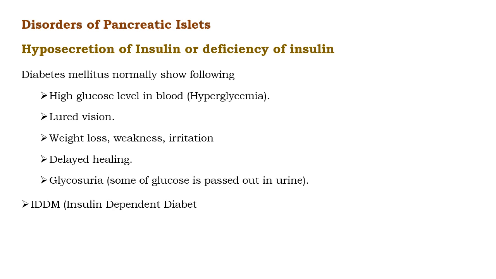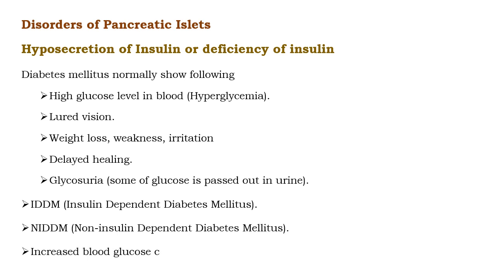Types: insulin dependent diabetes mellitus and non-insulin dependent diabetes mellitus. Increased blood glucose causes increased thirst, polydipsia, and hunger, polyphagia.